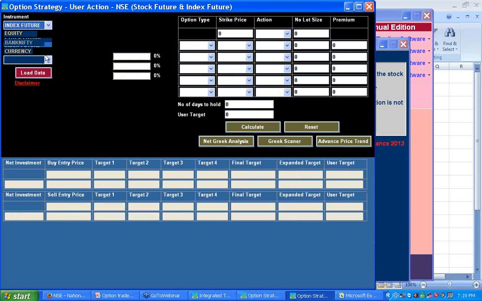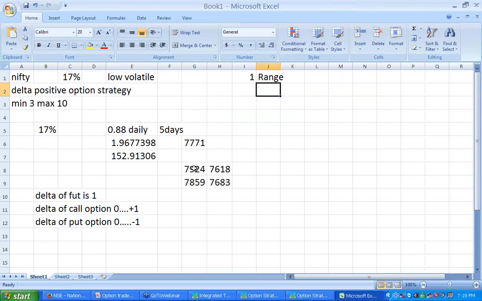To calculate the delta of different strikes, I also want to remind you here that since my up move and down move have a range of 7924 to 7618, I'll choose the strikes in between this band. The 7900 to 7600 band is the place where I can make the entries, where I can choose the strikes for deciding upon any kind of strategy.